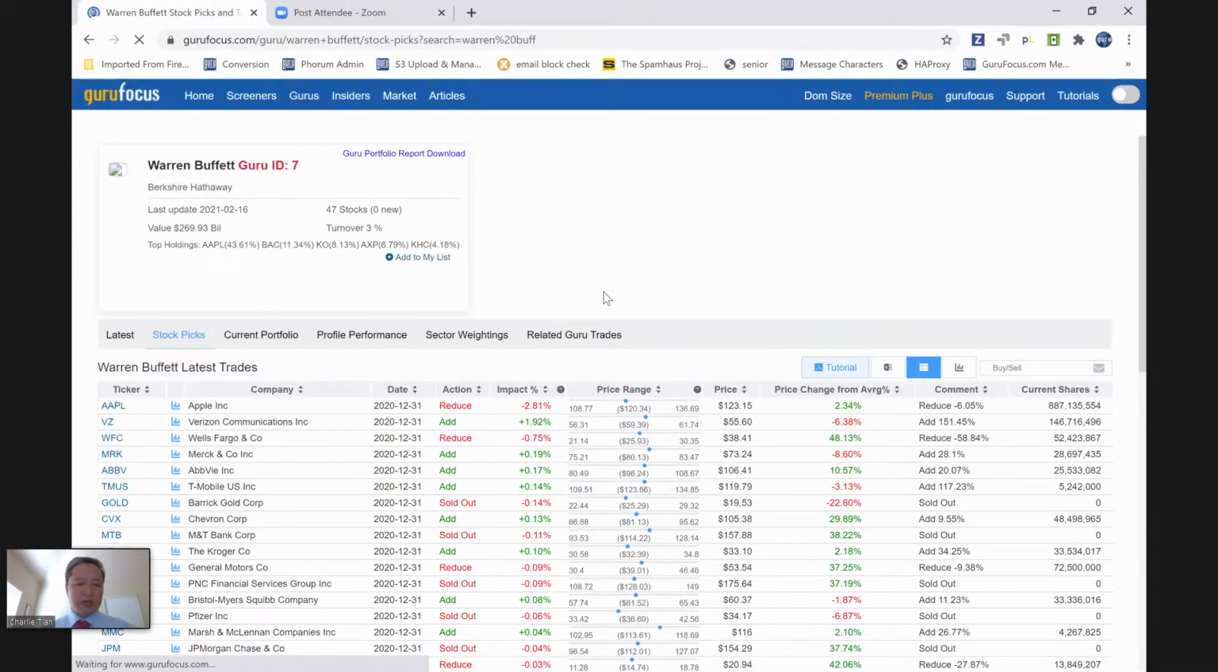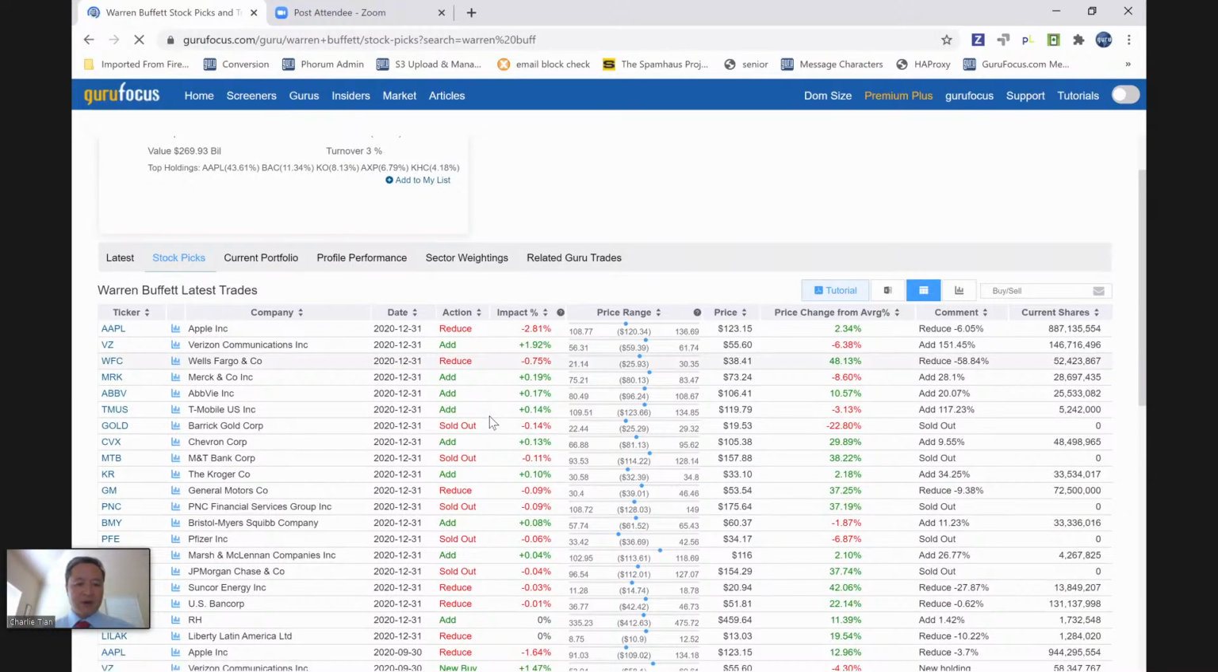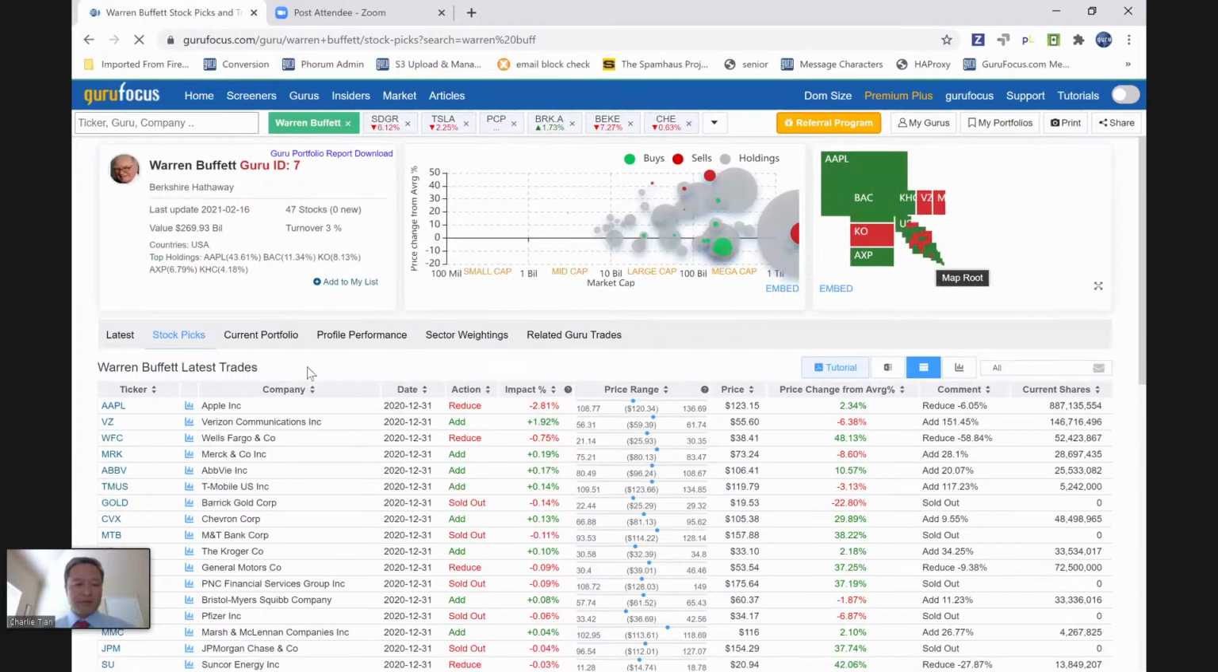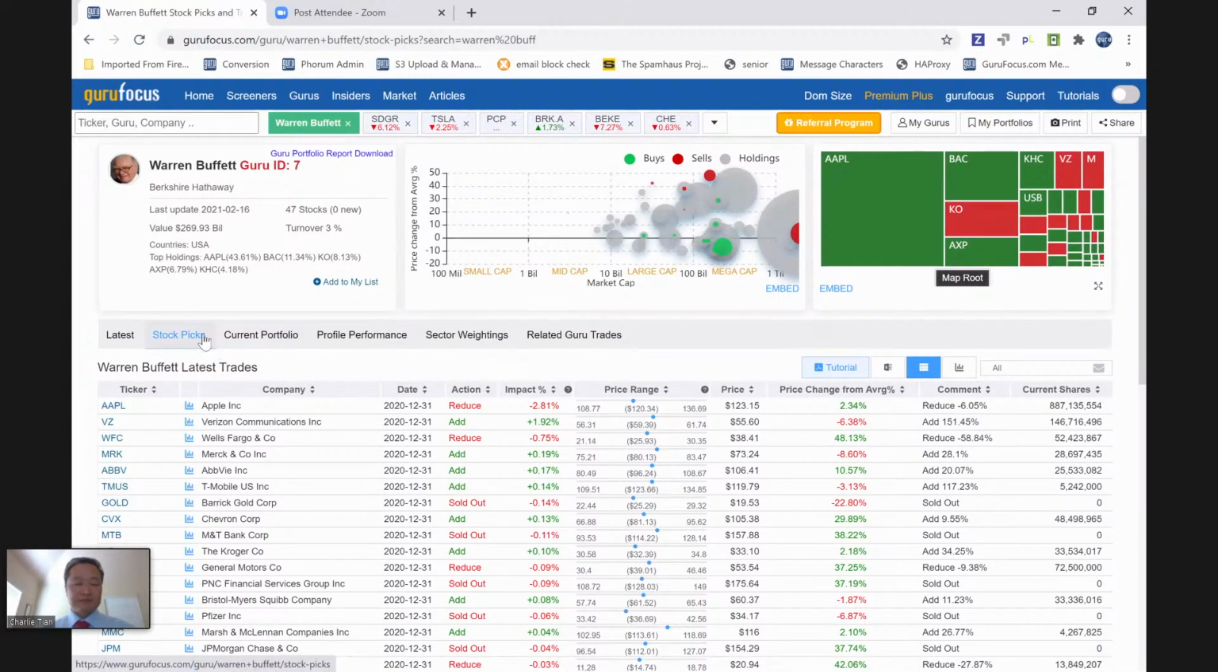It will show you what Warren Buffett has bought and sold. Under the stock picks tab, it's sorted by the absolute value of the impact of the trades. The first one, Warren Buffett reduced some Apple, and the largest position he bought is Verizon.